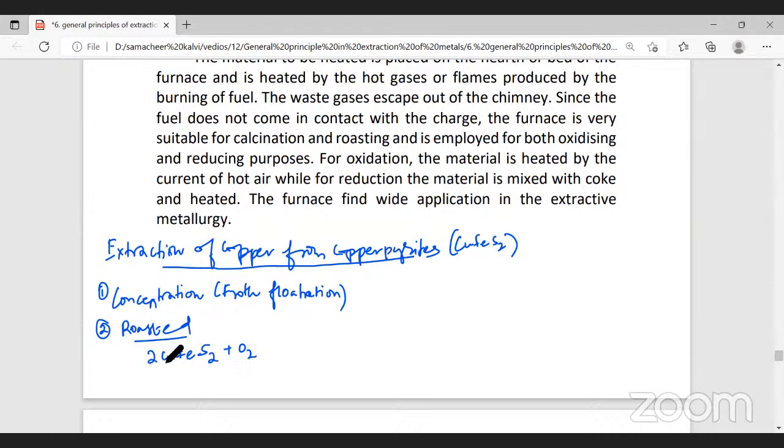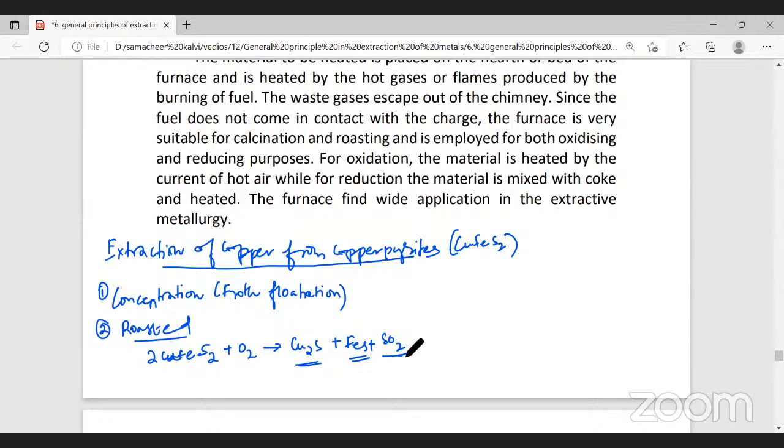Copper pyrite is CuFeS2. When you heat it in the presence of oxygen, it gets converted to copper sulfide, iron sulfide, and gives sulfur dioxide gas. So this copper pyrites gets converted to cuprous sulfide and iron sulfide, liberating sulfur dioxide gas.